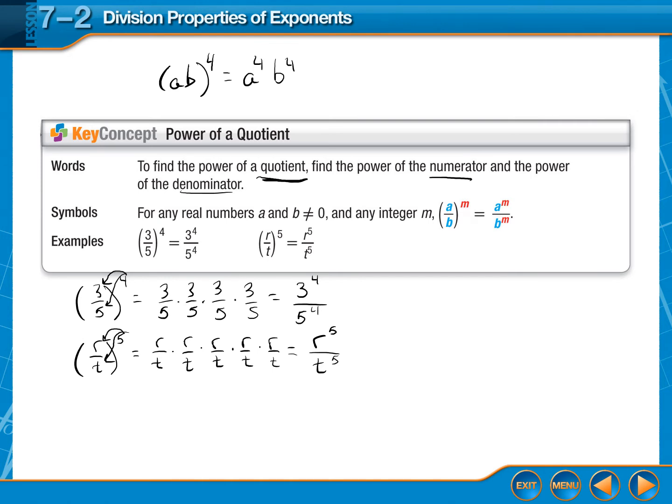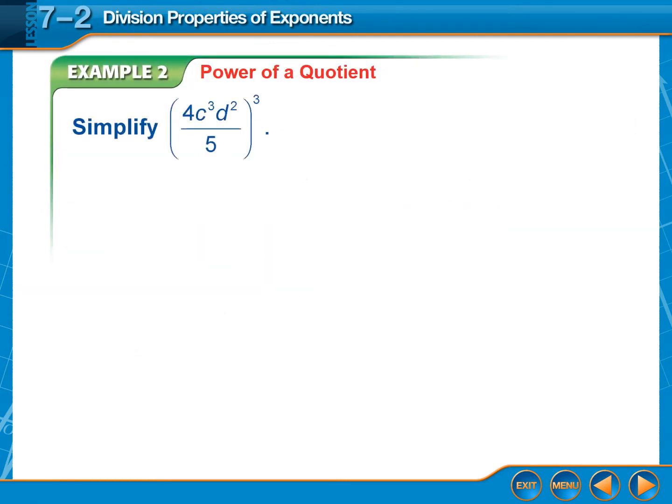So if you have a fraction, make sure that if the entire thing is in parentheses and raised to a power, you share that power with both the numerator and the denominator. So if we look at the example, 4c to the third d squared divided by 5 and then raised to the third power. The entire thing is being raised to the third power. So the rule that we just saw was that if I've got a fraction or a quotient raised to a power, I need to share that power with both the numerator and the denominator.